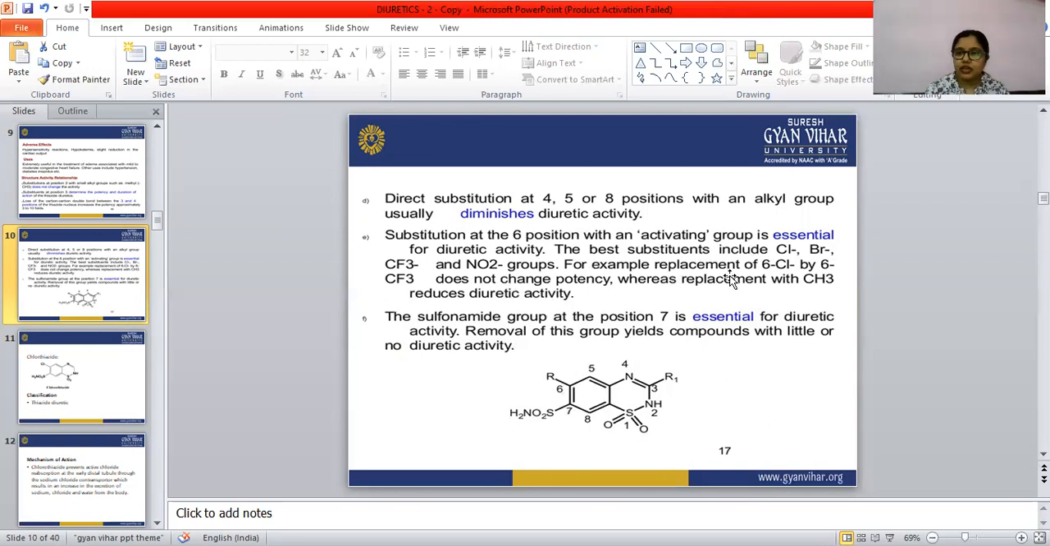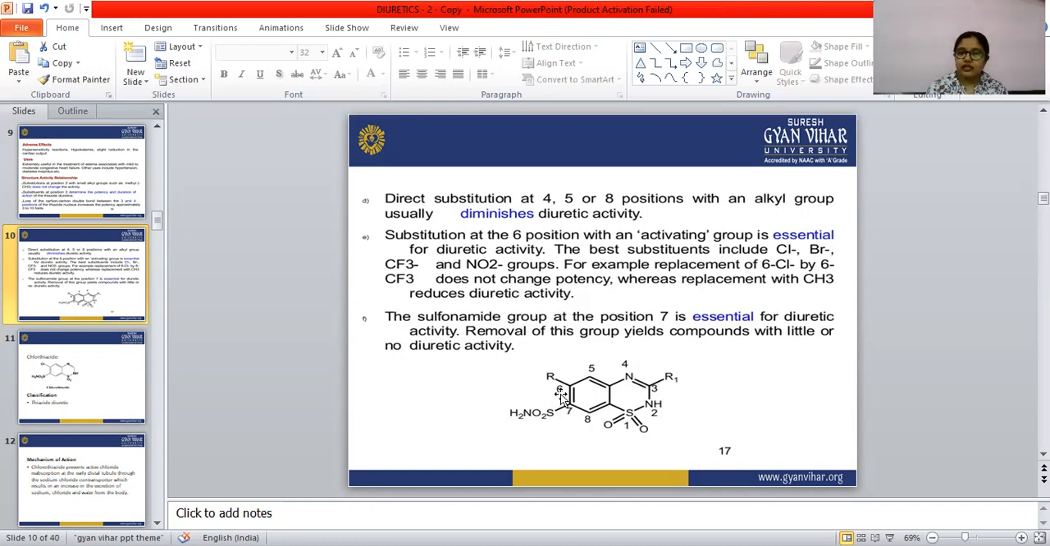For example, replacement of 6-chloride by 6-CF3 does not change the potency. So in chlorothiazide, there is a chloride group at the 6th position. If we substitute that Cl with CF3, that doesn't change the potency of the drug, but it changes the name of the drug. Whereas replacement with a methyl group reduces the diuretic activity.